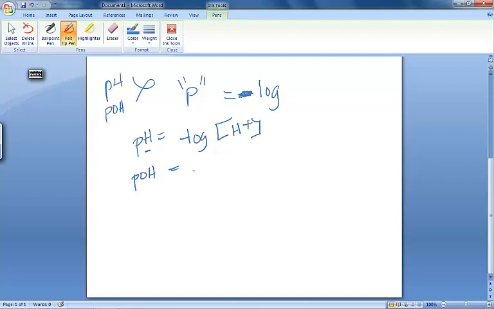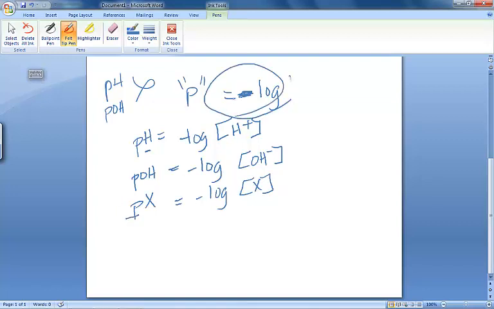pOH simply would mean negative log of OH minus. Let's say P of X would be negative log of X. So just think of P as negative log. Alright, so now that we have basically our pH, pOH equations, let's take a look and see what we're going to do next.